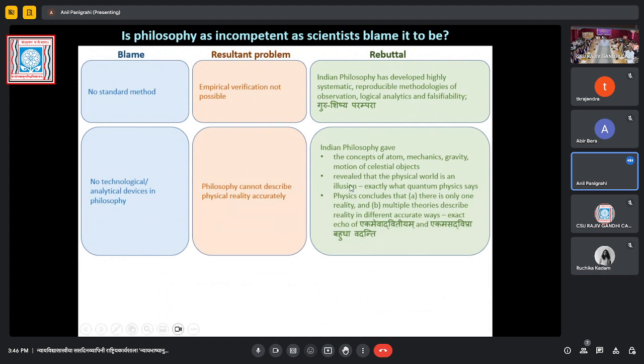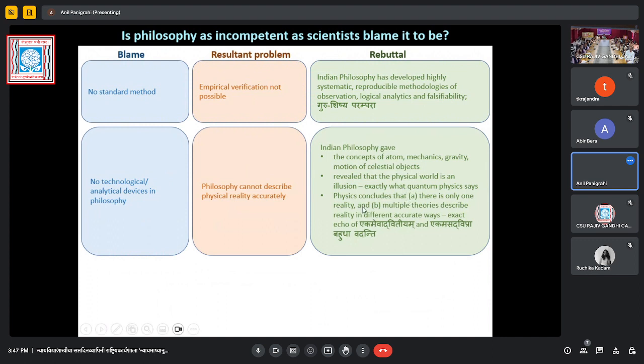On top of that, our philosophers have provided the revelations that the physical world is an illusion. Just a few moments ago we discussed how basic high school physics and chemistry explain the Advaita doctrine. So we know this from the scientific perspective only in the last little over 100 years, but the same realization has been with us for thousands of years now.